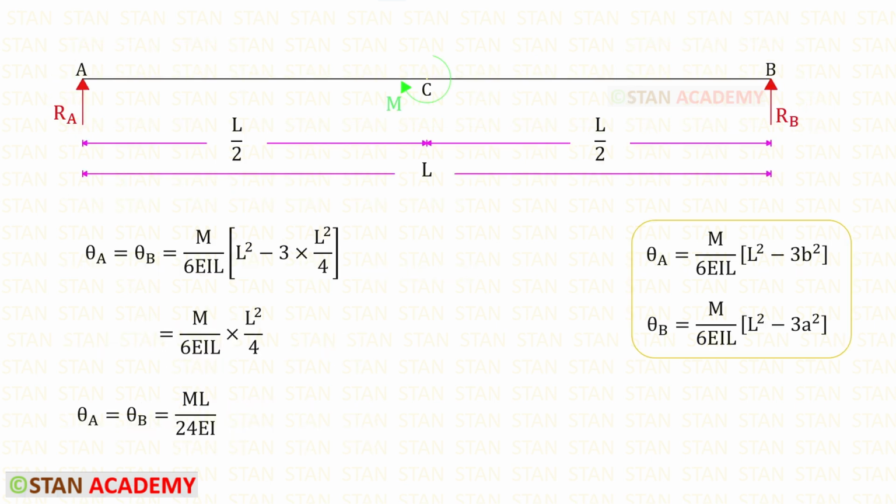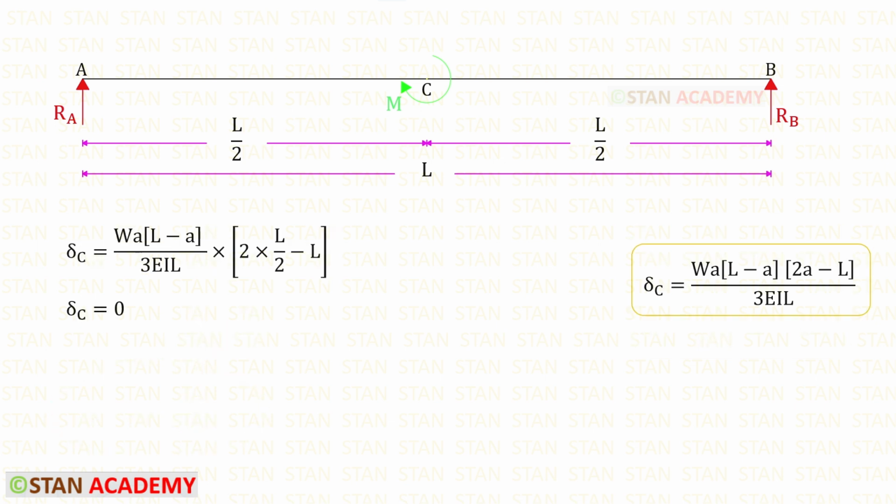Now let us see some special cases. If the moment is acting at the center, in these two expressions which we have made, instead of b and a, we have to apply L upon 2, so that we will get this. And to find the deflection at the center, in this one, instead of a, we have to apply L upon 2. To make it very simple, only in this one, instead of a, we can apply L upon 2. 2 will be eliminated, L minus L will be 0. 0 into this term will be 0.